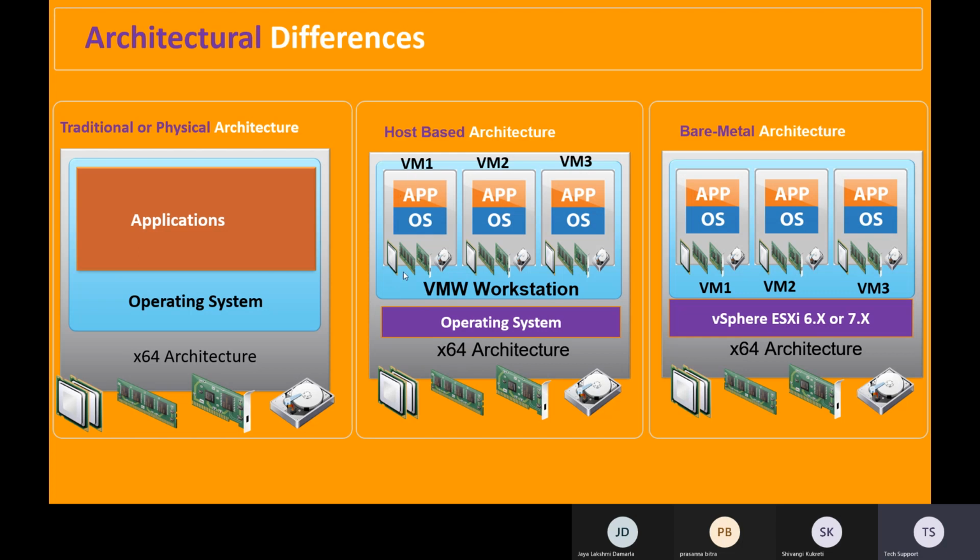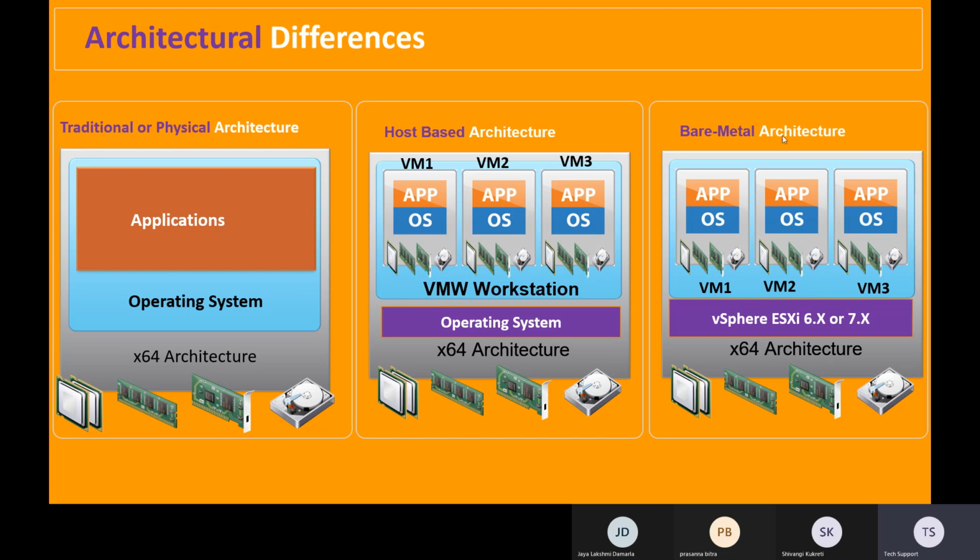And a virtual machine also has virtual components. These are vCPU, vMemory, virtual NIC, and virtual disk. The same is applicable for the other virtual machines also. Not only three VMs, based on your hardware resources, we can create multiple virtual machines on VMware Workstation. This is the host-based architecture. In real-time scenarios, the host-based architecture is used only for testing purposes. It's not for production use.